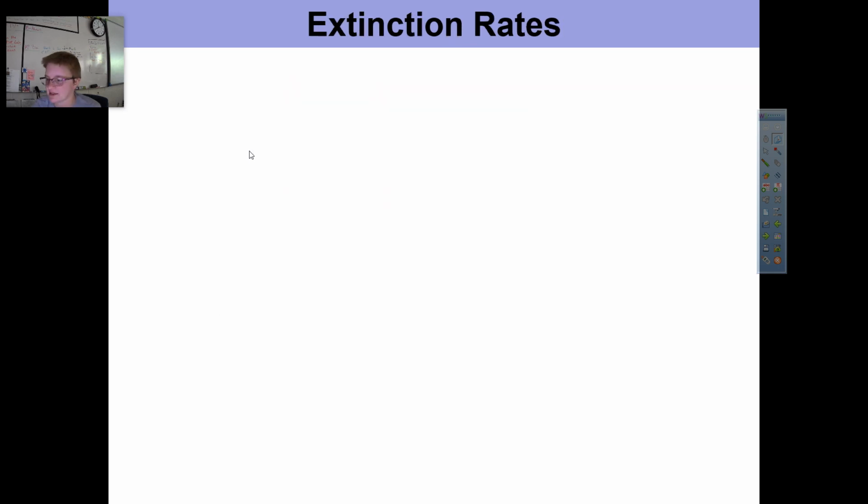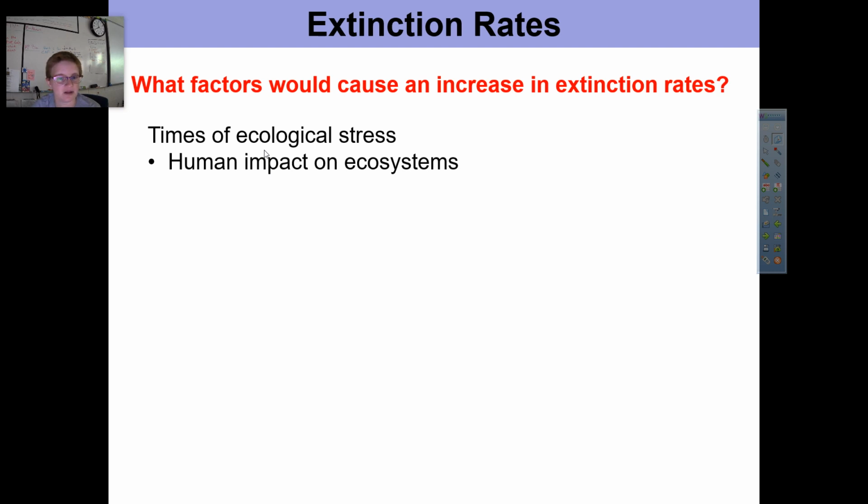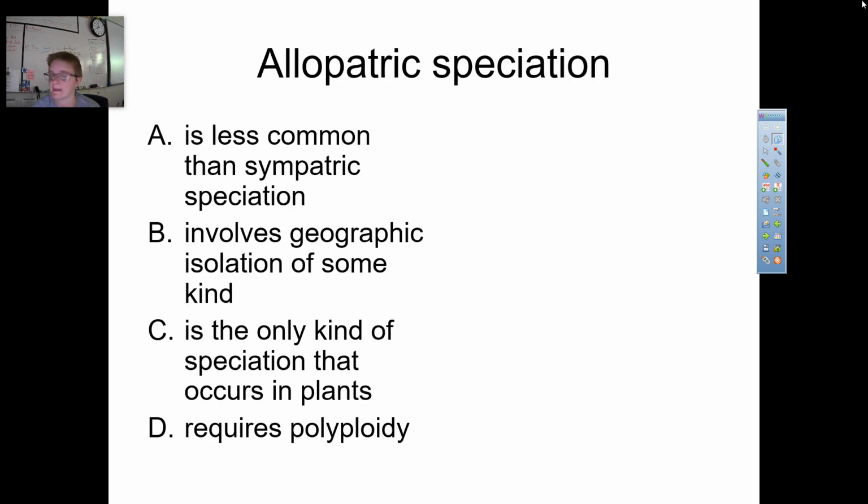So let's talk about extinction for a minute, because we talked about creating new species. Well, what factors lead to a decrease in species or an increase in extinction? And usually it's times of ecological stress, like we're going through a really great extinction right now called human impact on ecosystems, and we're killing tons of species and have really increased the extinction rate. But any other time of ecological stress, like climate change, which happens periodically on Earth, as well as being super increased right now. So yeah, lots of different things. Just environmental changes basically cause a lot of extinction.